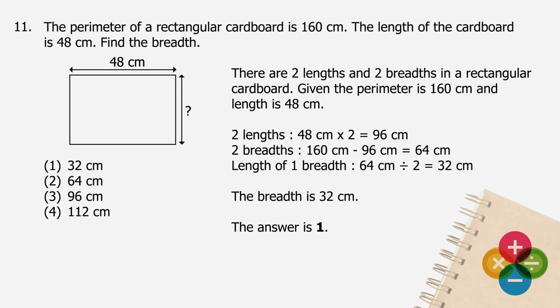There are 2 lengths and 2 breadths in a rectangular cardboard. Given the perimeter is 160 cm and length is 48 cm. The length of 2 lengths will be, multiply 48 cm by 2, and the product is 96 cm. The length of 2 breadths will be, subtract 96 cm from 160 cm, and the difference is 64 cm. The length of 1 breadth will be, divide 64 cm by 2, and the quotient will be 32 cm. The breadth is 32 cm. The answer is 1.